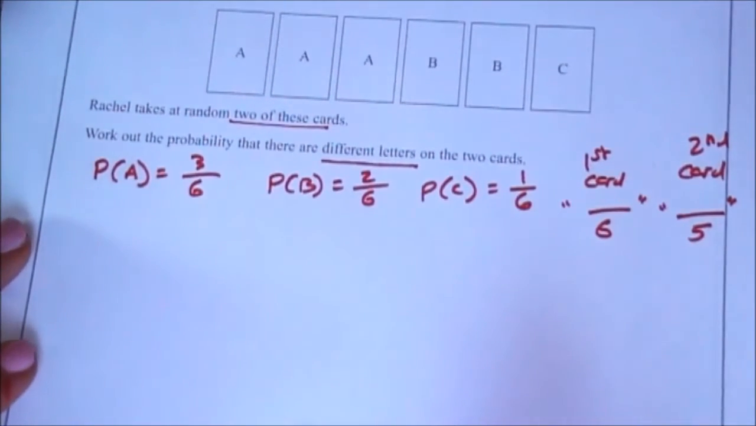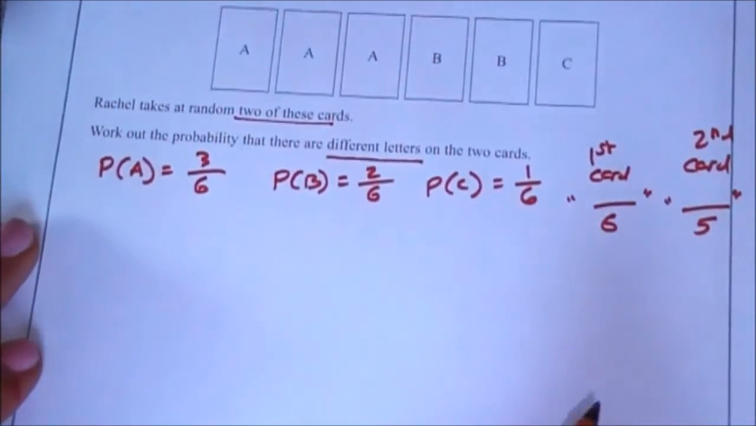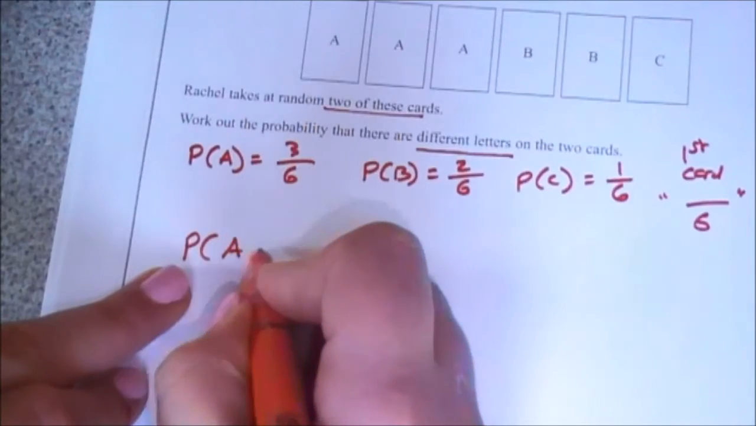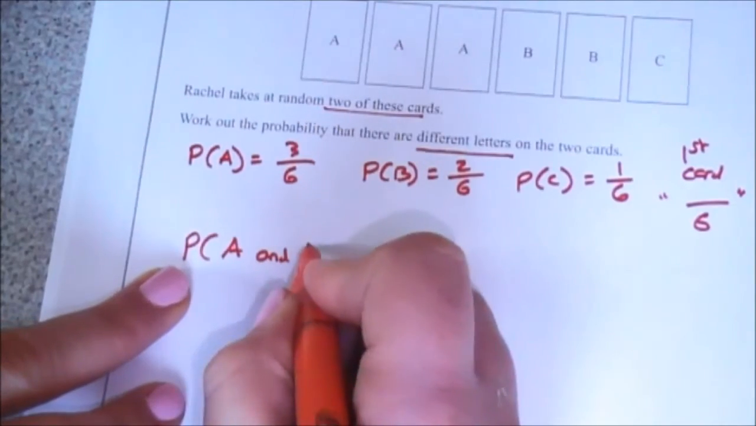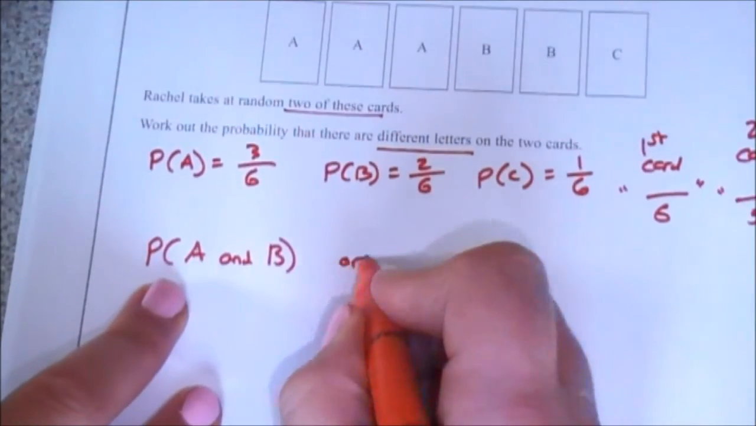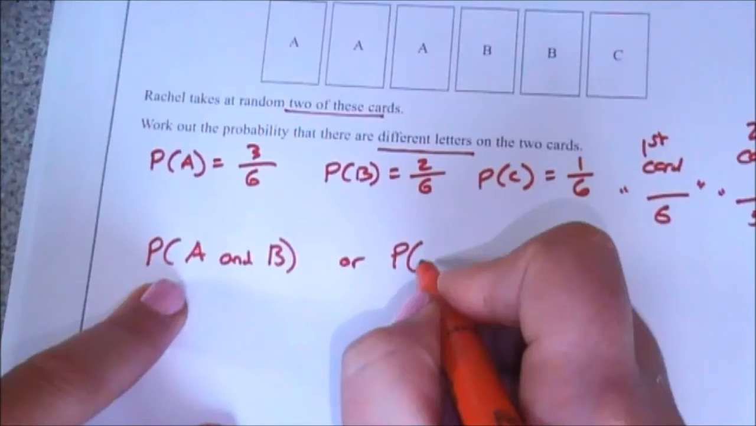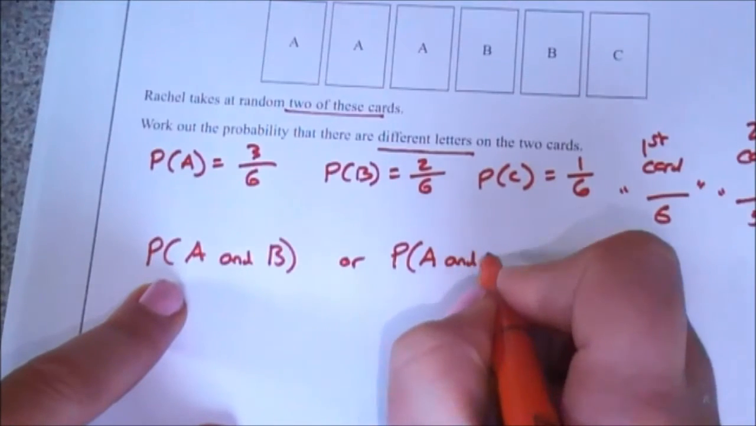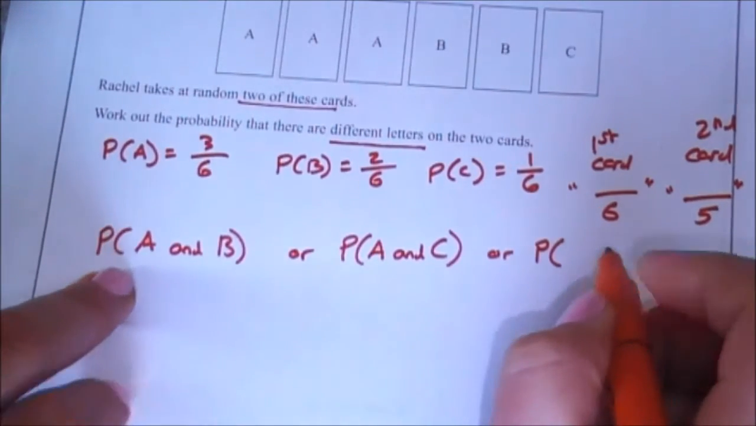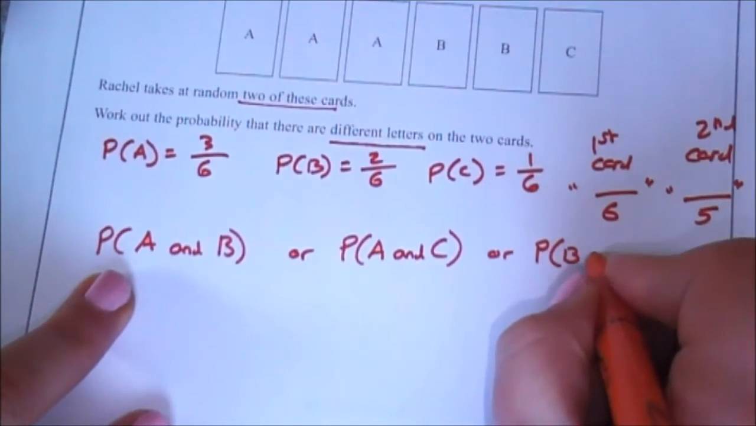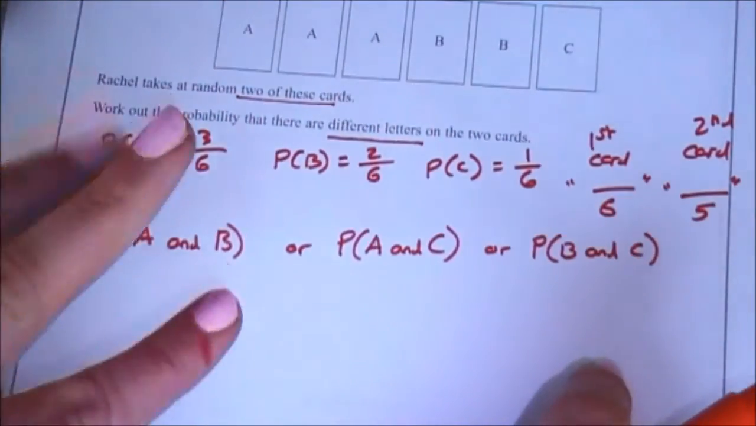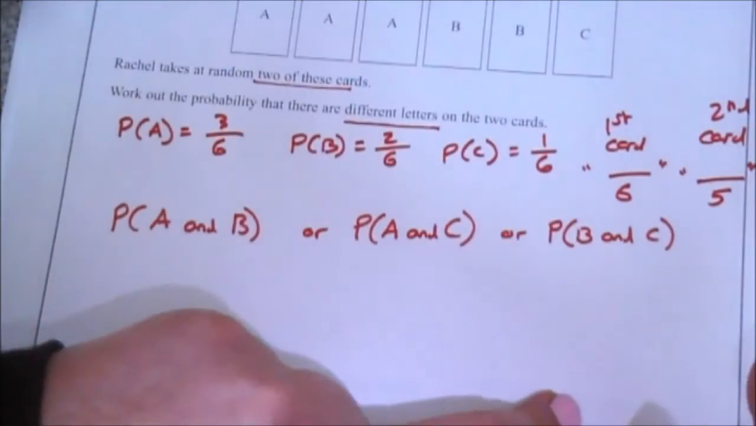So let me think of the different possible combinations now. What could happen is Rachel could find an A and then a B. They're 2 different cards. Or we would be interested in the probability of Rachel getting an A and then a C. Or we would be interested in the probability of Rachel getting a B and a C. So they're all the possible combinations: AB, AC, BC.